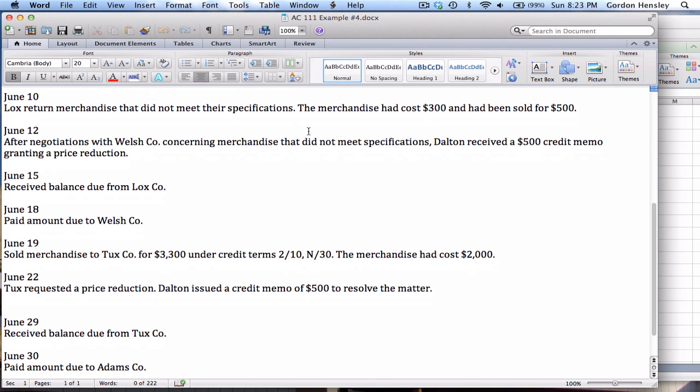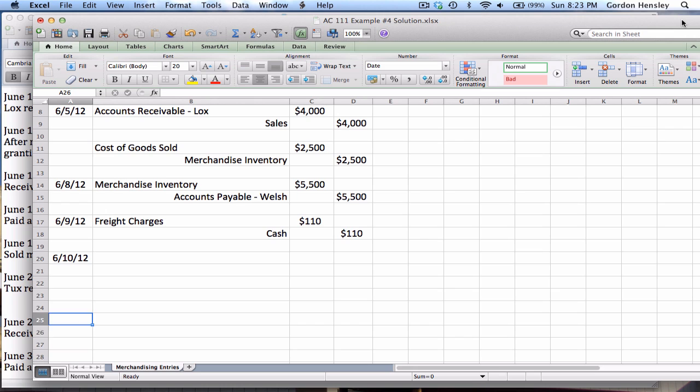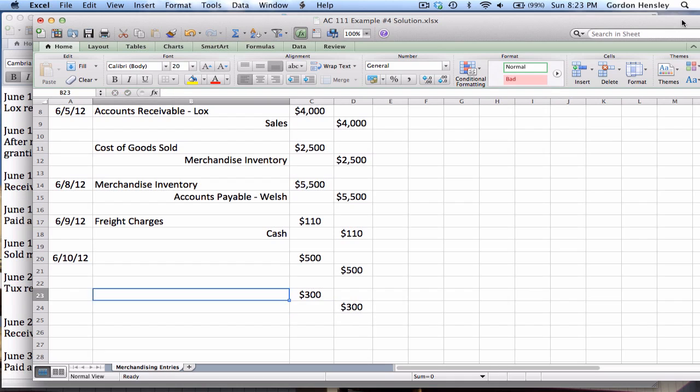Then, June the 10th, Locks returned merchandise that did not meet their specifications. It had cost $300. It had been sold for $500. So this is on June the 10th. Now remember, we talked about this also in our video lecture. From time to time, if you do have a customer that's unhappy, maybe they will return. Now they quoted us 2 prices there, $500 and $300, retail and cost. This is going to require 2 journal entries, one for retail, one for cost.